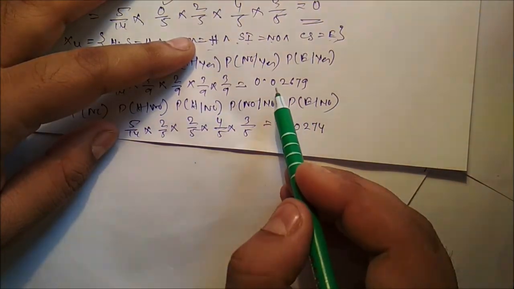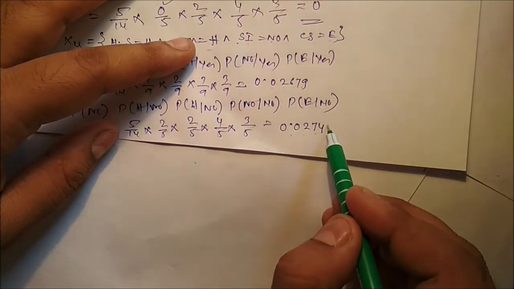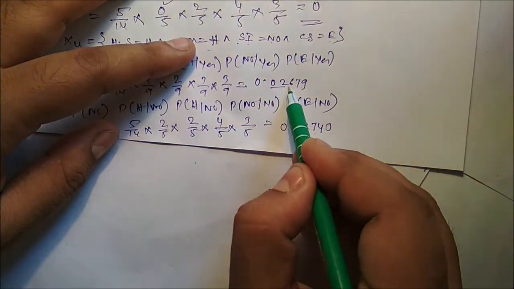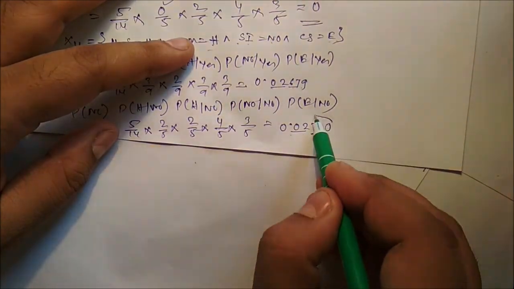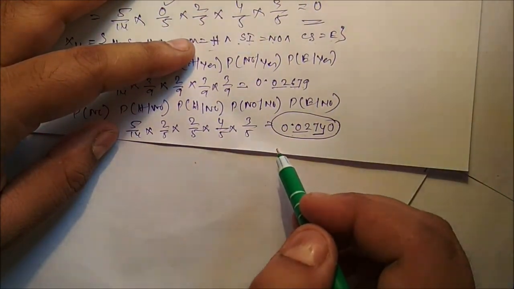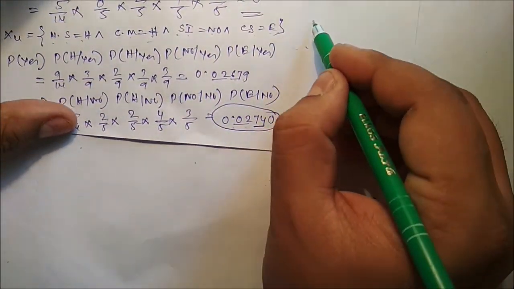So it is 0.0267 and 0.0274. Which particular value is greater? This one is greater. So what will be its class level? Its class level will be no.